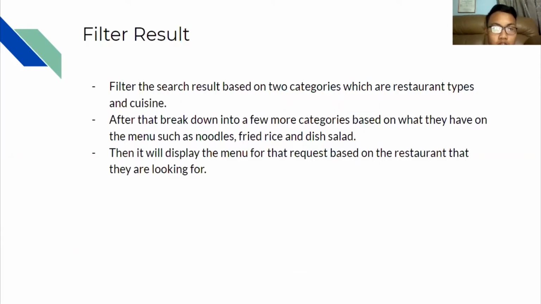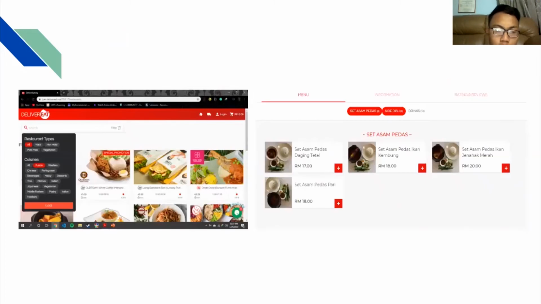The system will filter the search result based on two main categories, which are restaurant types and cuisine. And if the user wants to be more specific, it will break down into a few more categories based on what they have on the menu, such as noodles, fried rice, and the salad. Then it will display the menu for that request based on the restaurant that they are looking for.